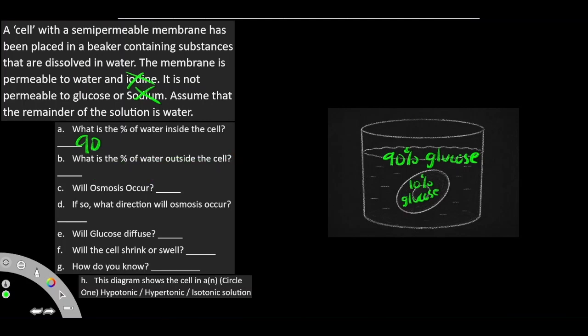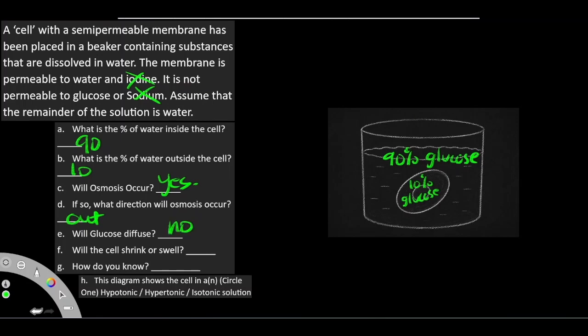All right, what is the percent of water outside of the cell? Again, 90 plus what is going to give you that 100%? 10. So obviously it's 10. B is 10. Will osmosis occur? Yes, it will. Because you have so much water in here, wanting to ensure that there is homeostasis, it's going to go out where all the glucose is to alleviate that excessive amount of glucose. So in what direction will the osmosis occur? Obviously out of the cell. Will glucose diffuse? No. Remember, the question says it is not permeable to glucose, so only water is going to be moving, so this is absolutely just osmosis anyway.